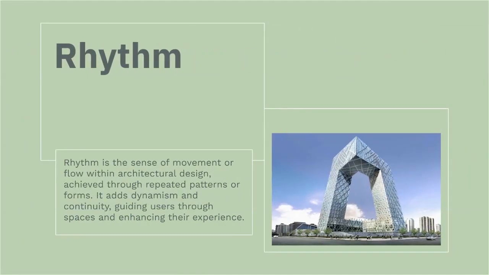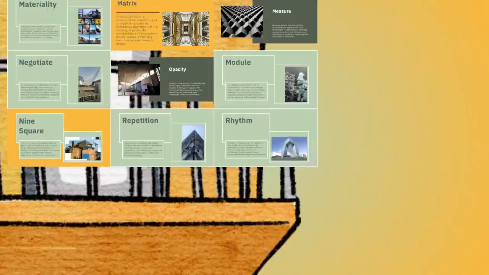Let's talk about rhythm specifically. Rhythm is the sense of movement or flow within architectural design, achieved through repeated patterns or forms. It adds dynamism and continuity, guiding users through spaces and enhancing their experience.